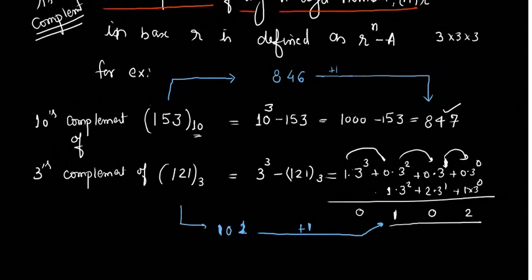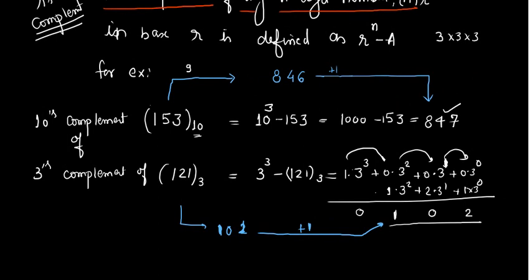So we just look back at the tens complement of 153. What we do, we subtract each digit from 9, and then whatever resultant we get, we increment it by 1.